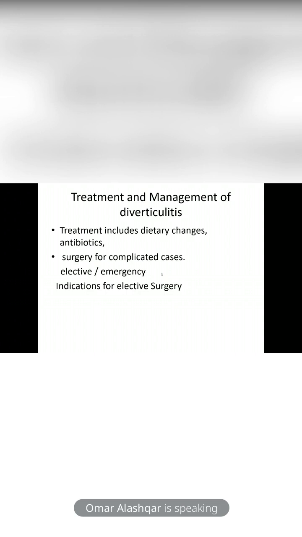Elective resection. Yes, usually it's the sigmoid, so we do an elective sigmoid colectomy with primary anastomosis in these cases. Okay. So this is one of the indications of elective surgery in diverticular disease.